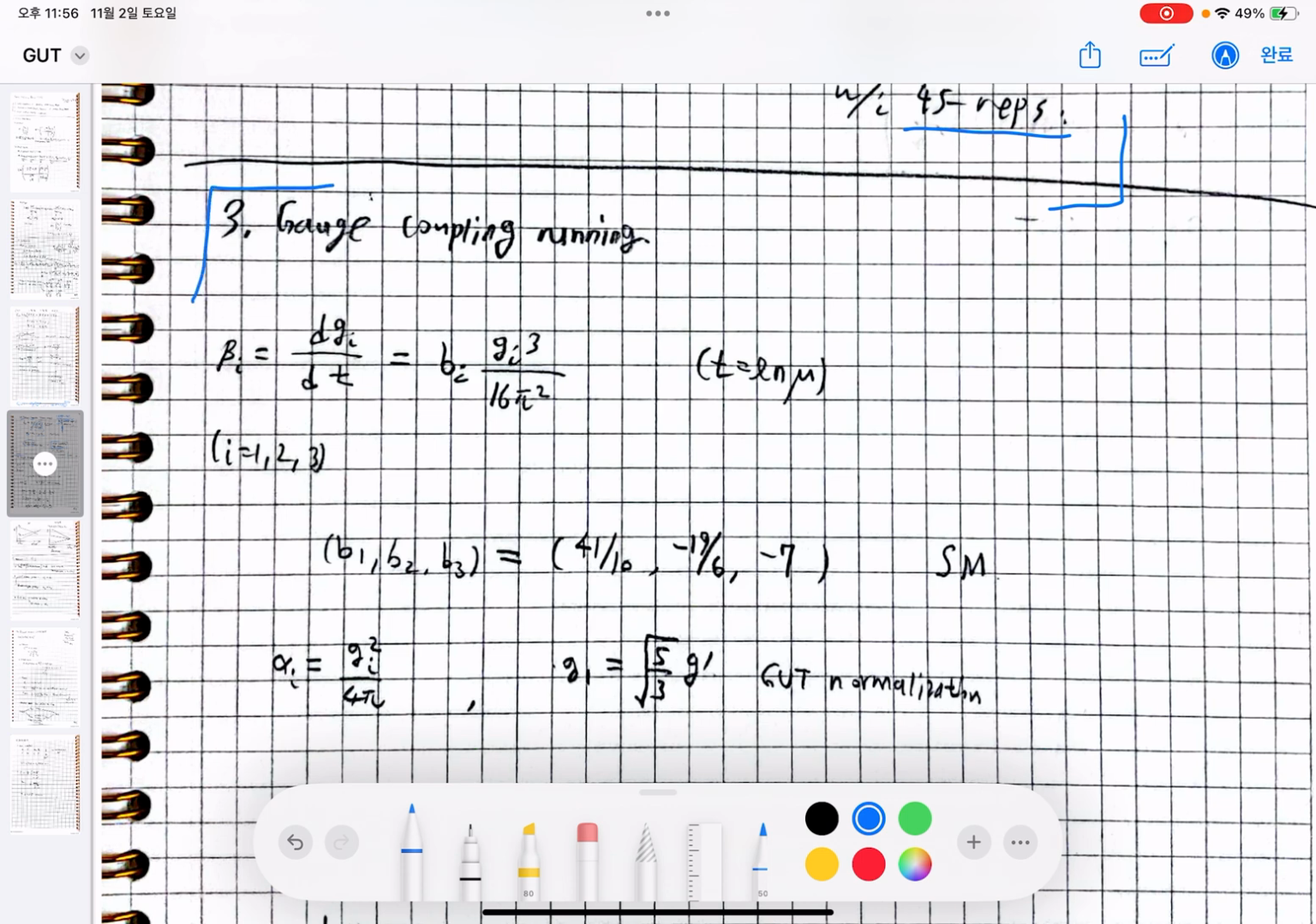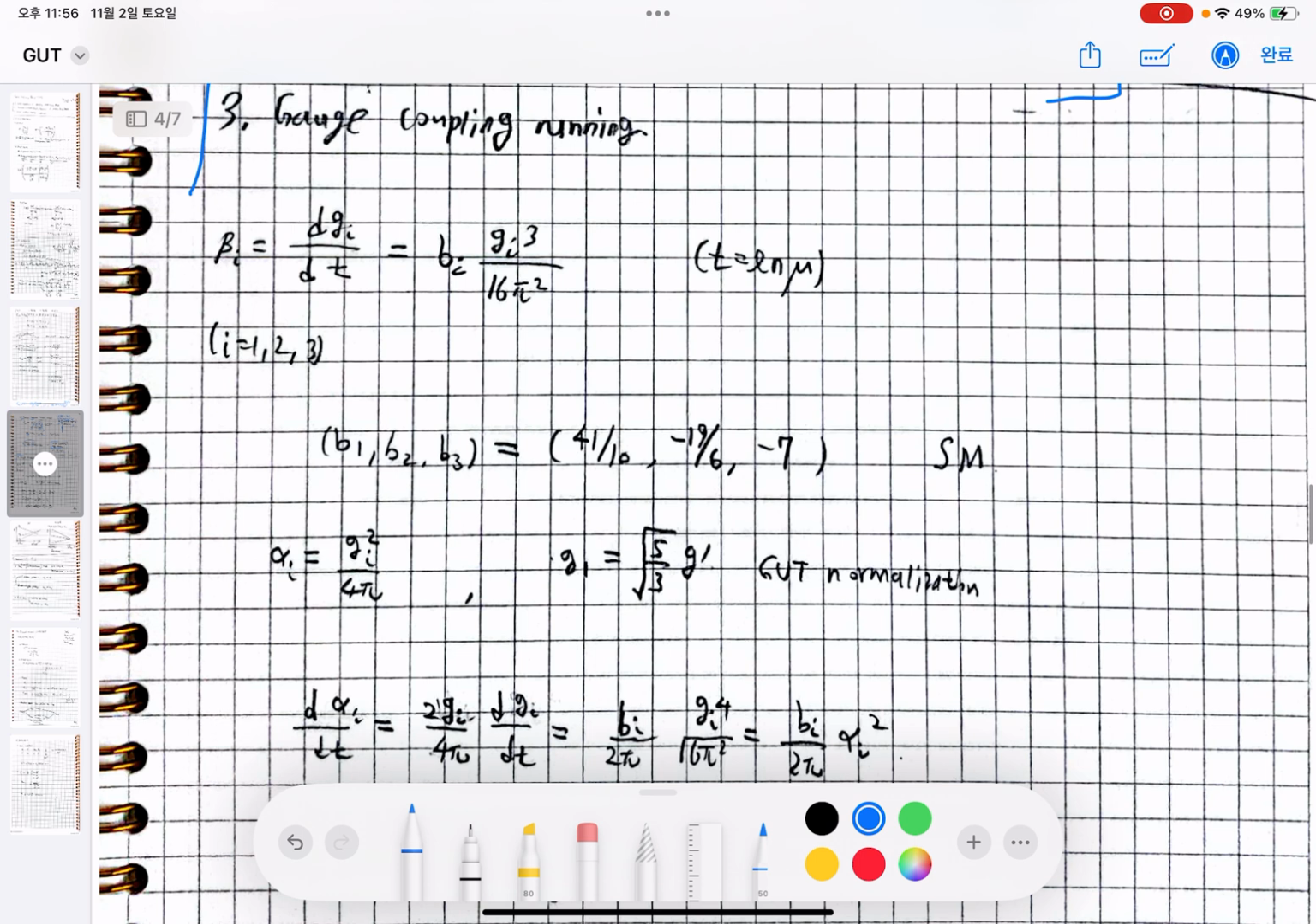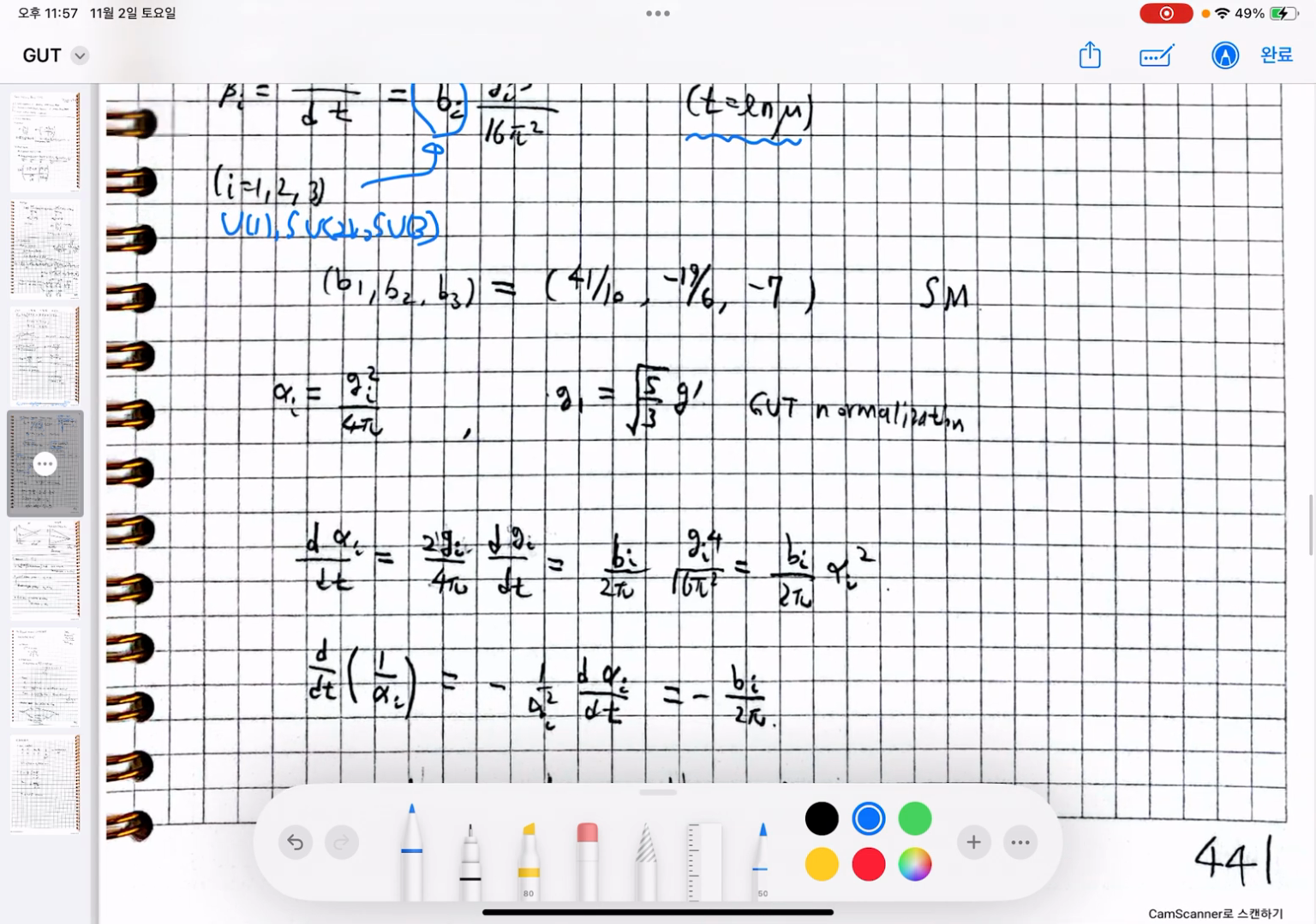Now we'll talk about the gauge coupling running. The beta functions of the gauge coupling have the following typical form, where t is ln mu with the energy scale mu, and there will be the beta function coefficient b_i with i equal to 1 to 3, which correspond to U(1), SU(2), SU(3) respectively. For the standard model, if we calculate at one loop order with the fermion field and Higgs field, then the U(1) abelian gauge coupling coefficient is positive, but in the non-abelian case the beta function coefficients are negative.